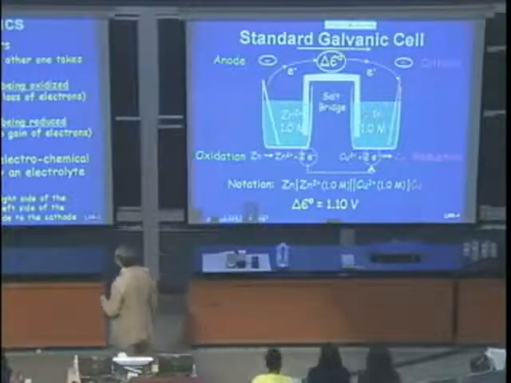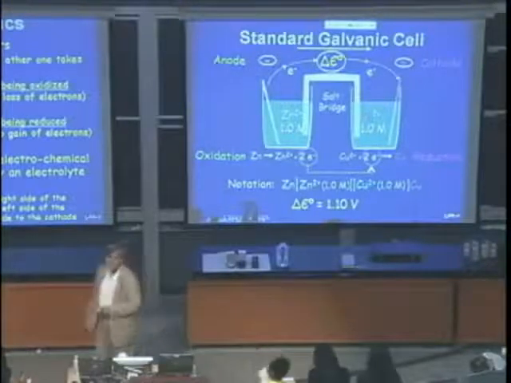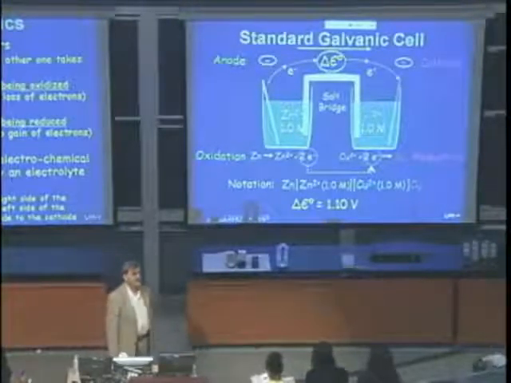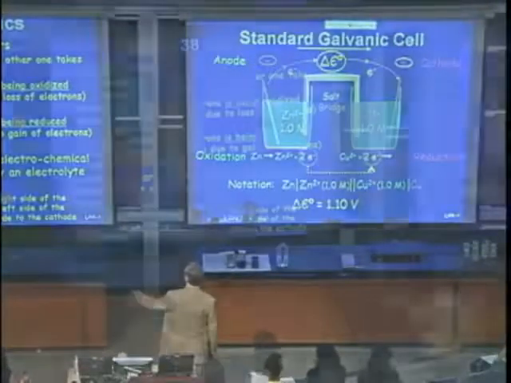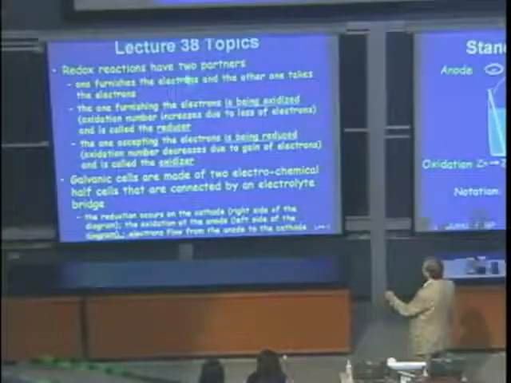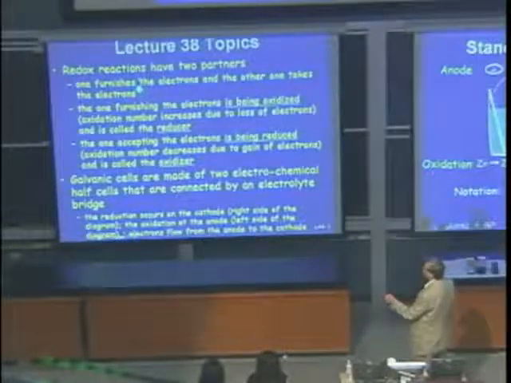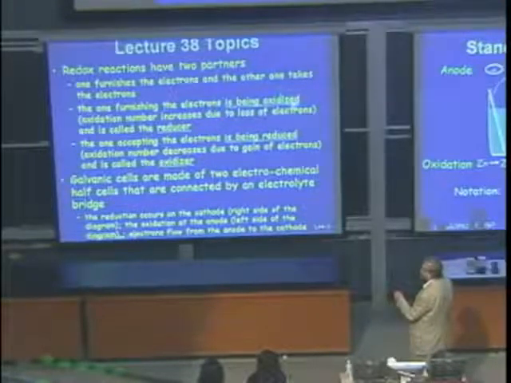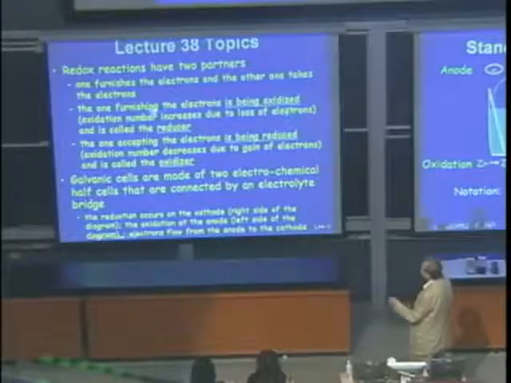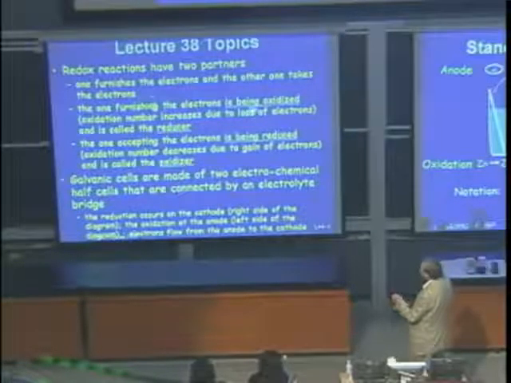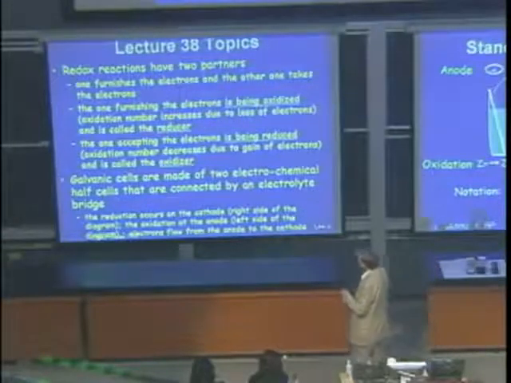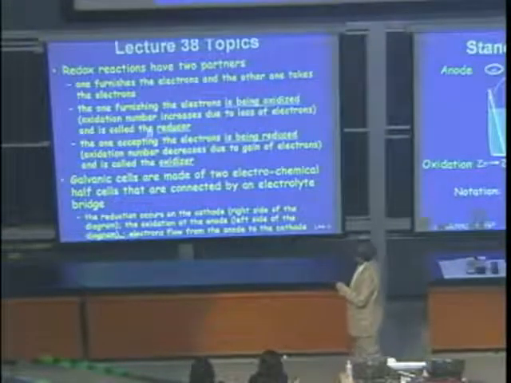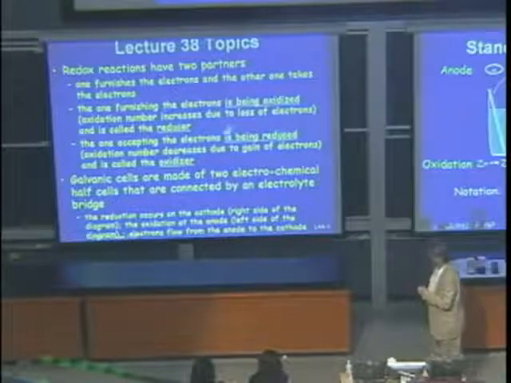You know, redox reactions have two partners. There's not one without the other, okay? Reduction and oxidation. So one partner furnishes the electrons, and the other one takes the electrons. The one furnishing the electrons, the electrons are leaving that partner, and that means it's being oxidized. With this, the oxidation number of that guy increases due to the loss of the electrons. And now there are these extra electrons, and they are accepted by the one that is being reduced.